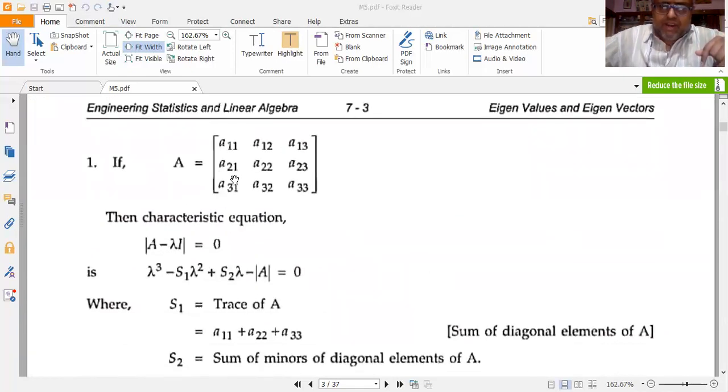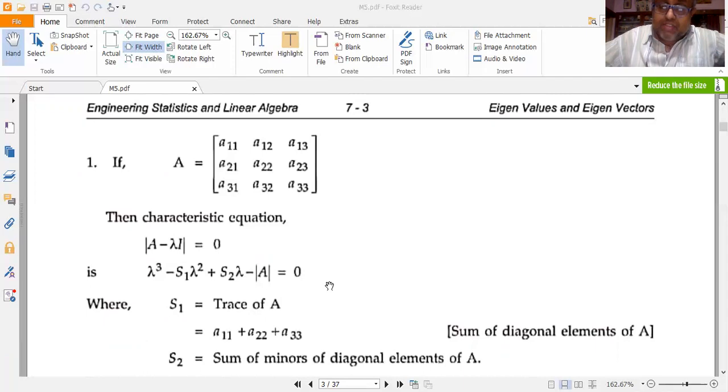Now suppose I have a 3 cross 3 matrix A whose elements are A11, A12, A13, then A21, A22, A23, A31, A32, A33. Then the characteristic equation is given by determinant of A minus lambda I equals 0. If this is a cubic equation and I solve it, I get something of the form lambda cubed minus S1 lambda squared plus S2 lambda minus determinant of A equals 0. This is a general expansion I am writing.